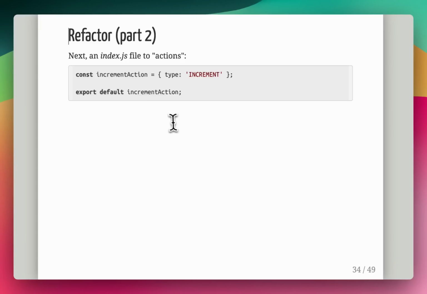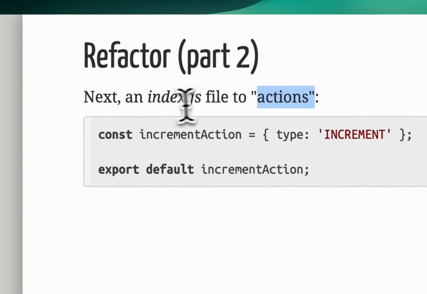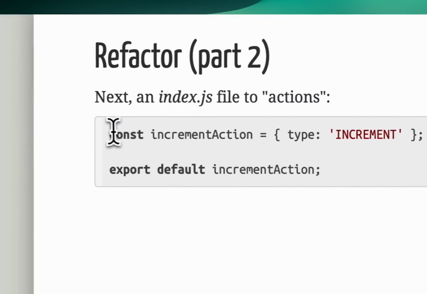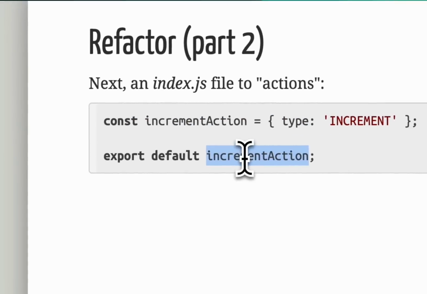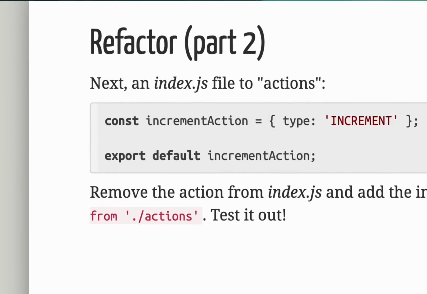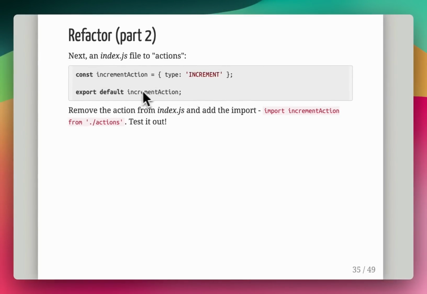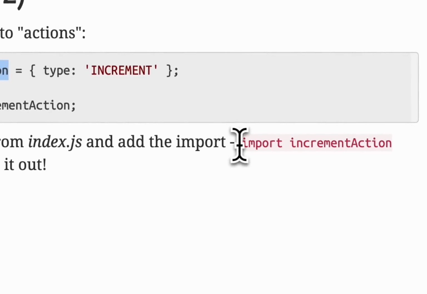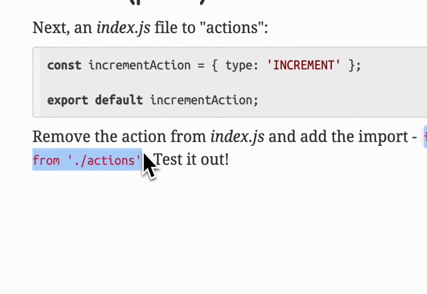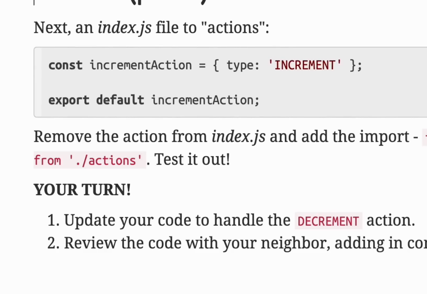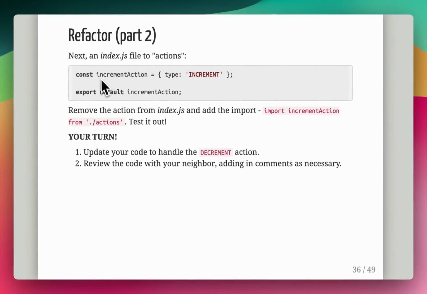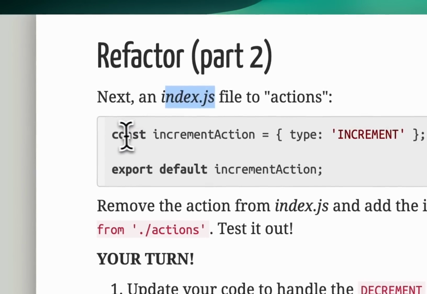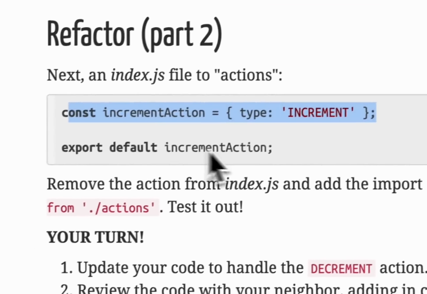You can also refactor and put your actions code in an actions folder inside of an index.js file like this, and then export that action as well. And then wherever you need to call this action, like the app.js file, you'll import it like this. And similarly, within this file itself, you can define the decrement action and export it as well.